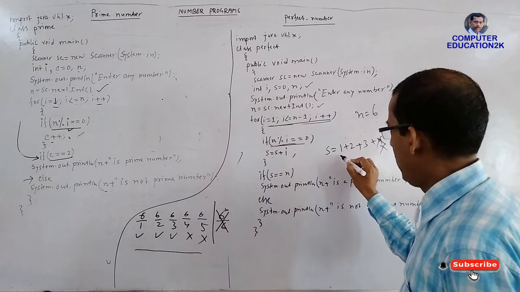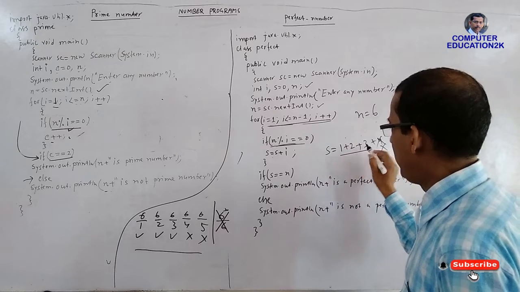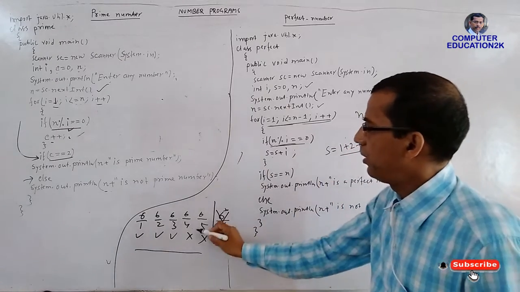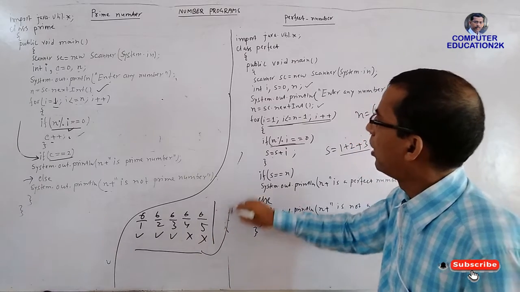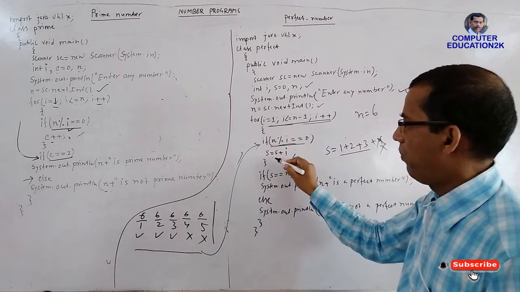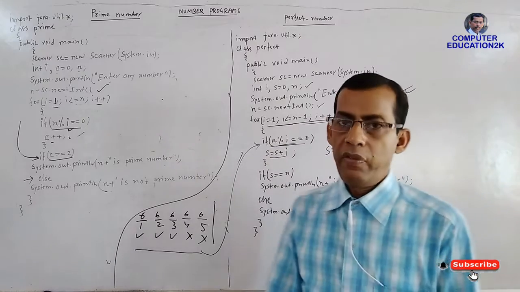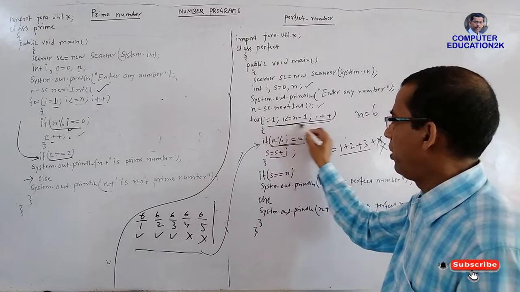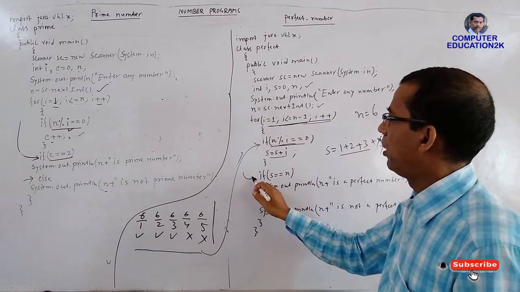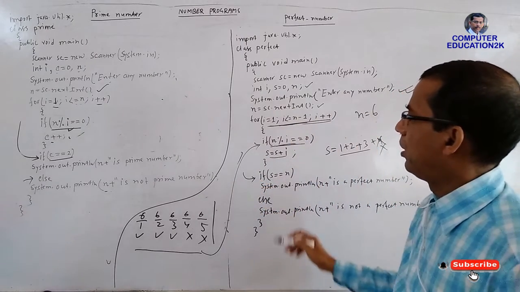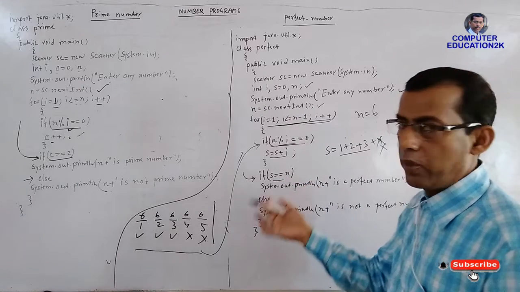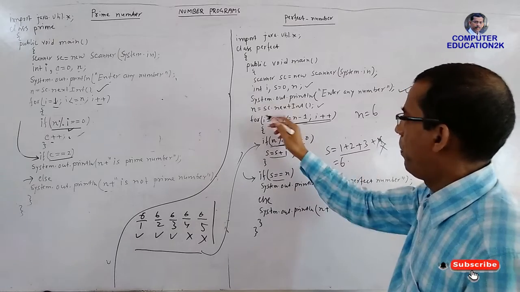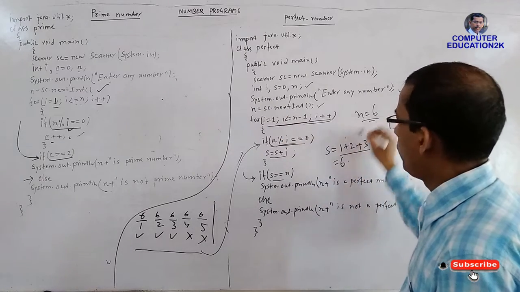So what you have seen is that only 1, 2 and 3 have come and been stored in S. This checking I have done here, and here I found the sum of the factors. When the loop finishes, the control will come here. If you enter 6, this condition is true. In case of 6, what is the value of S now? It is 6. What is the value of N? It is 6. So both are equal.